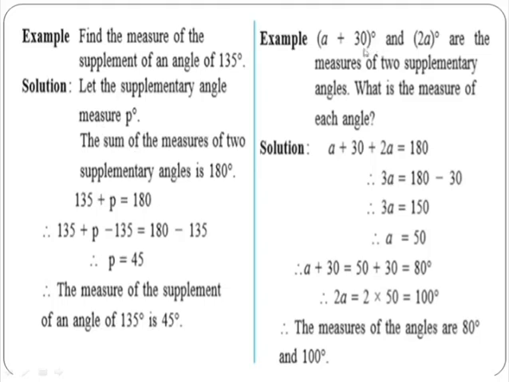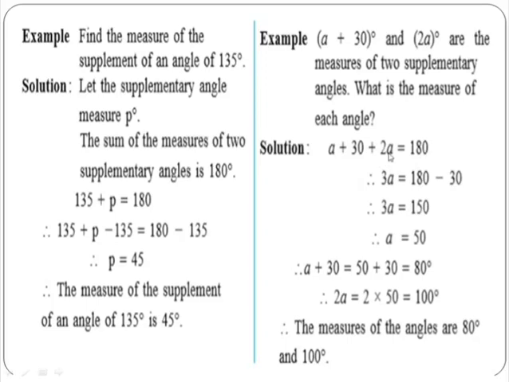Now next solved example. A plus 30 degrees and 2A degrees are the measures of two supplementary angles. What is the measure of each angle? Here these are the two angles. As this is the solved example given in the textbook, the given part is not written, but in your copy you have to write the given part and the find-out part, everything. Here a plus 30 and 2a are the two angles. As both the angles are supplementary, their sum is 180 degrees. So here you will get the equation like this.